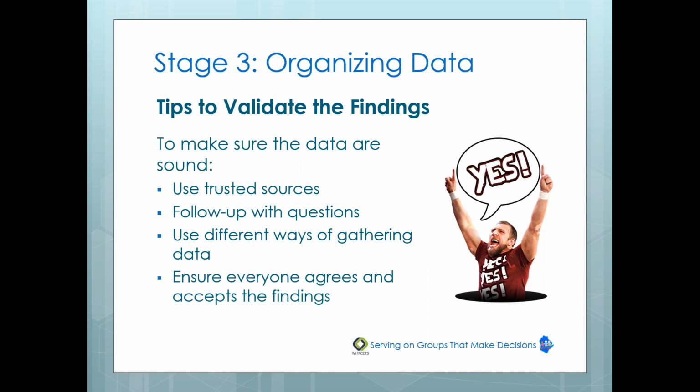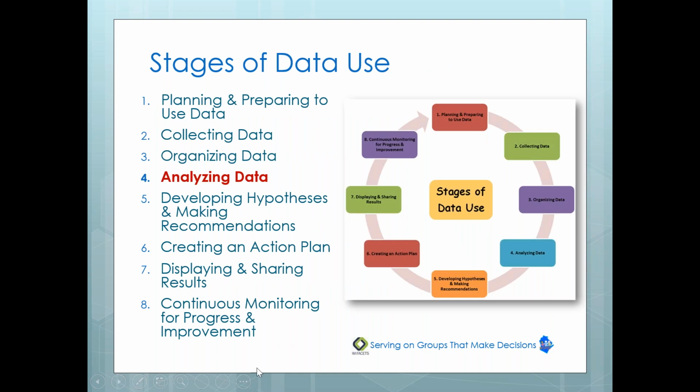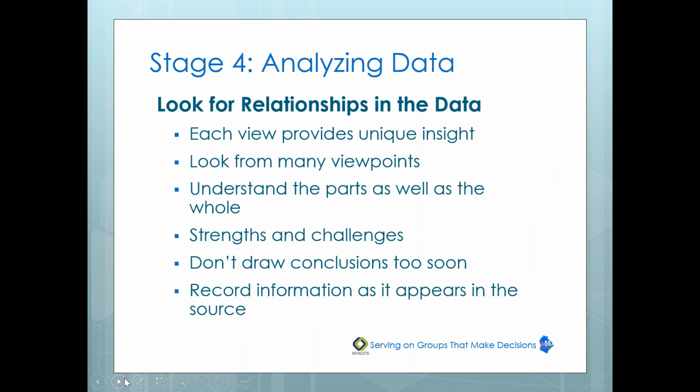So now we're going to go on to stage 4, which after collecting and organizing the data, the next step is to analyze the data. And analyzing the data means thinking about what the data mean and finding patterns in it. And analyzing data isn't really a simple process. So you might have to look at the data in several different ways in order to make a decision. So one of the ways to analyze data is to look for relationships in the data.